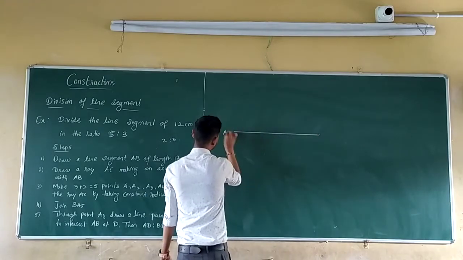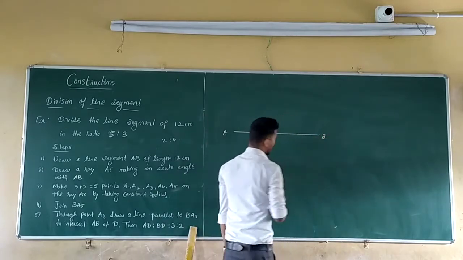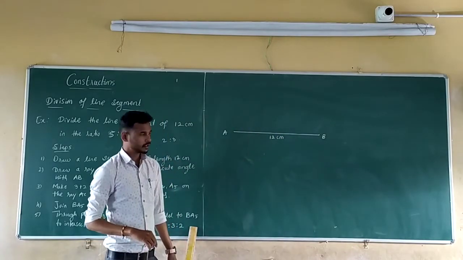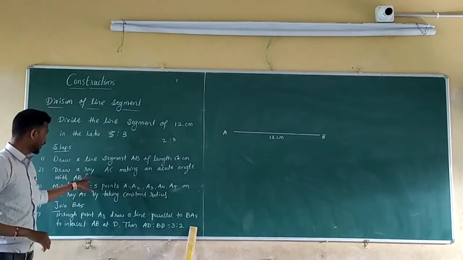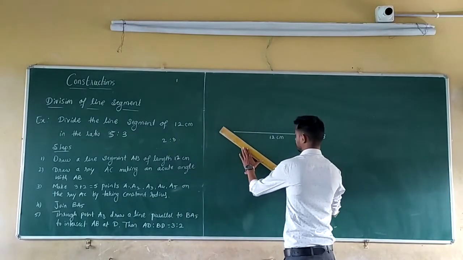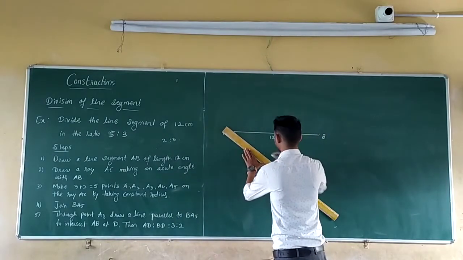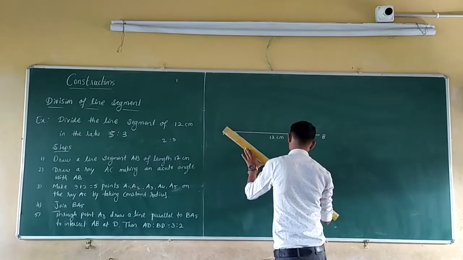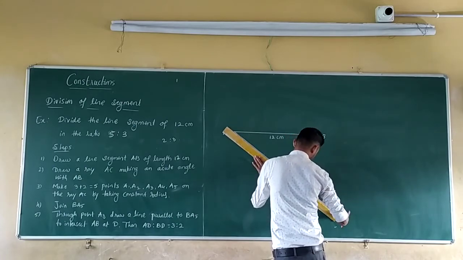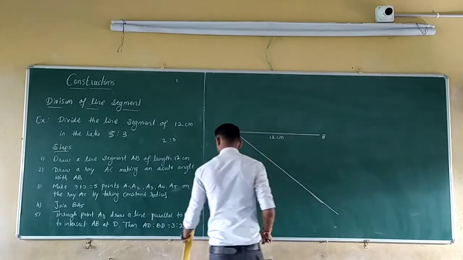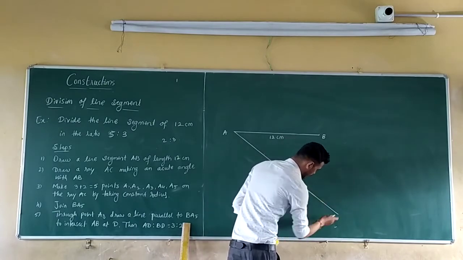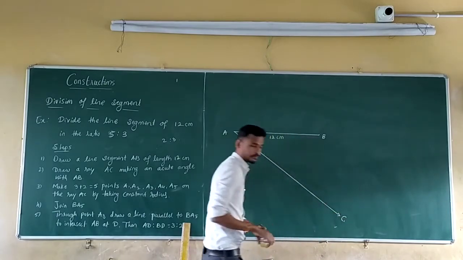This is a line AB of length 12 centimeter. Next step is draw a ray AC making an acute angle with AB. So draw a ray. Okay, draw a ray making an acute angle with AB. So this is AC.